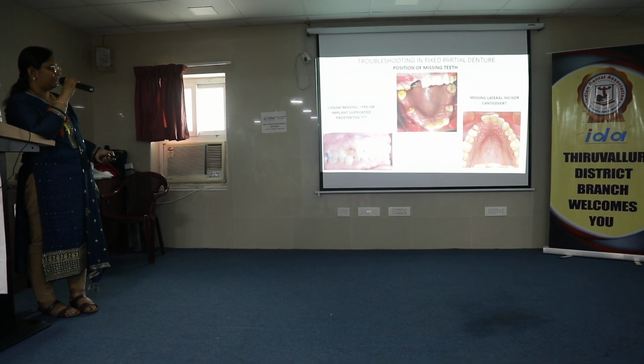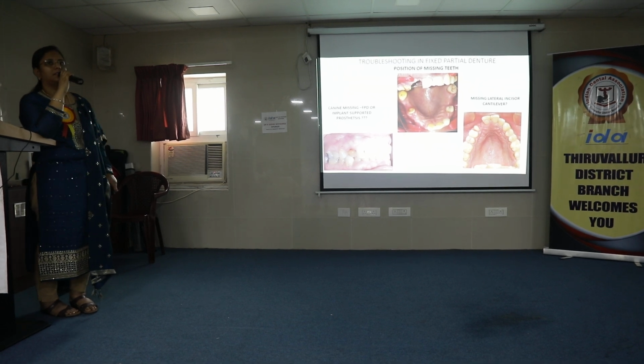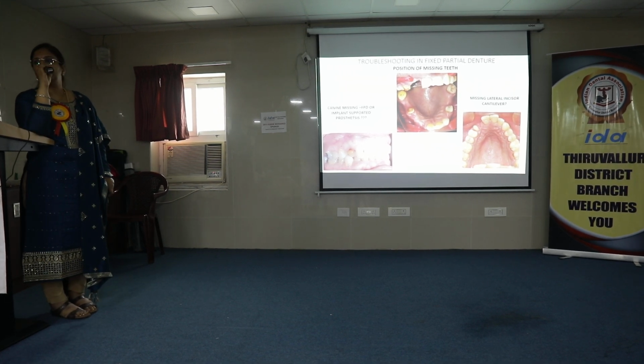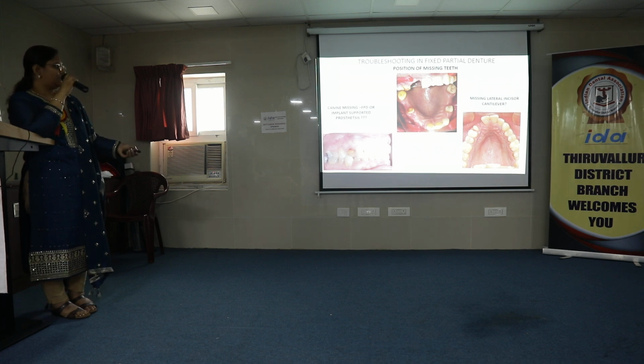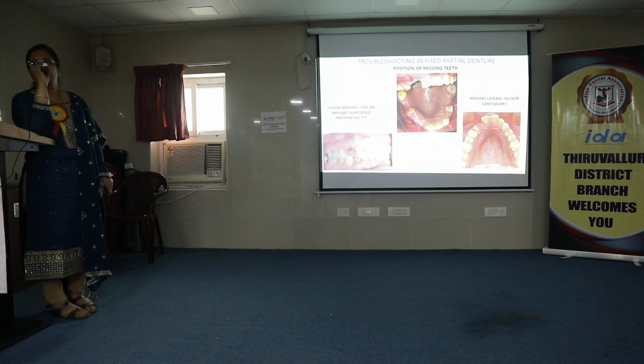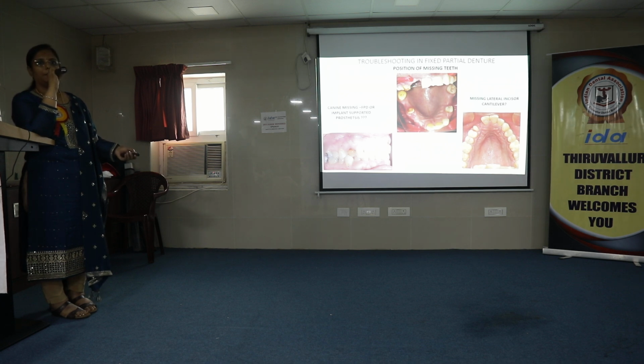Now canine missing. A very easy, straightforward case. Now what will you do about this? Most of us go for a 3-unit fixed partial denture, right? Most of us. But I would say that an implant supported prosthesis will be a better option if the canine is missing. Again, I would say that prosthetically it is out of the inter-abutment axis.